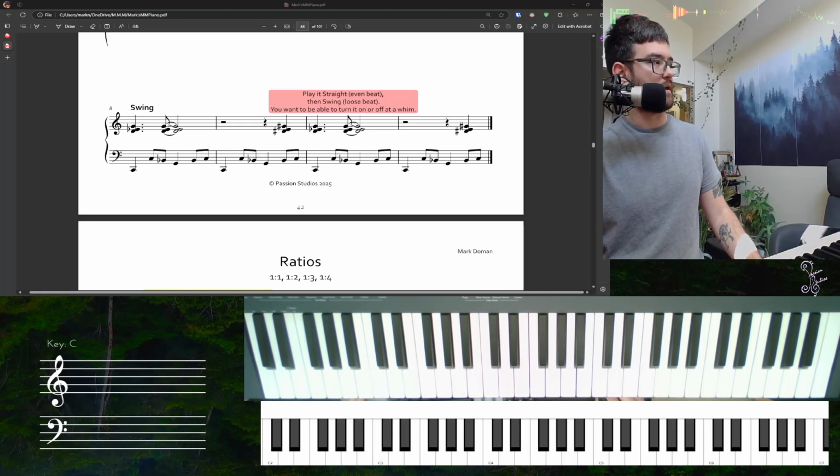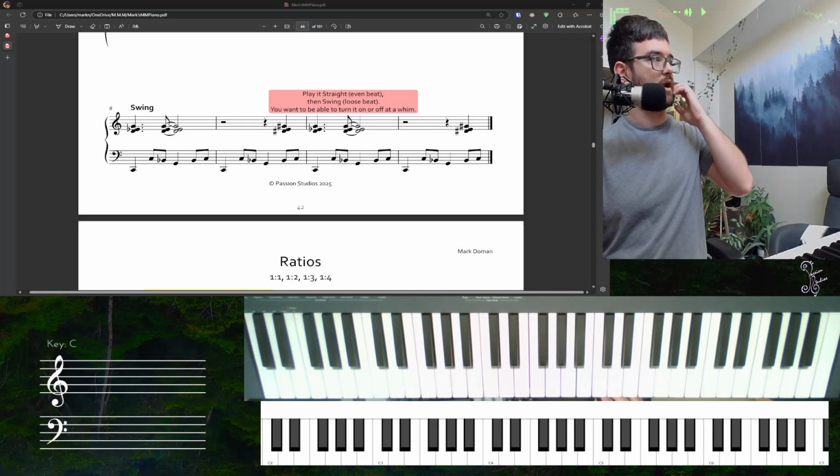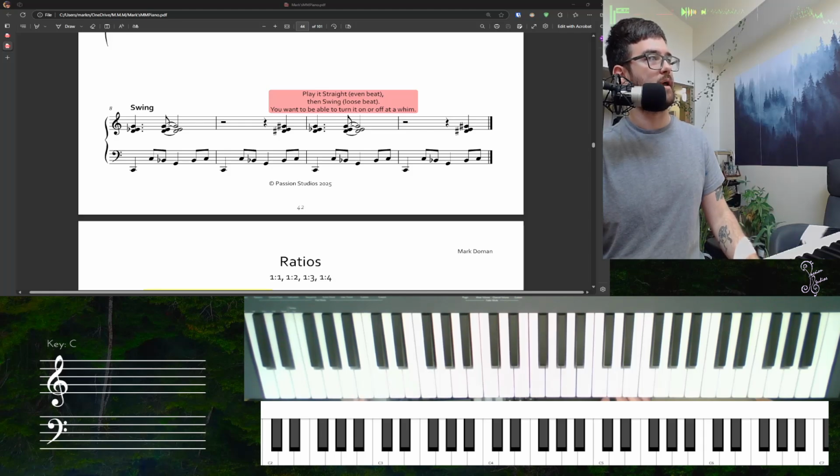Okay, and then here's a better version of that without me messing it up. We're looking for this thing. So we're gonna play the line right through, no swing, and then right through with swing. And see if you can turn it on and off. This one's kind of tricky. Make sure you practice this rhythm. I was jacking that up too a little bit.